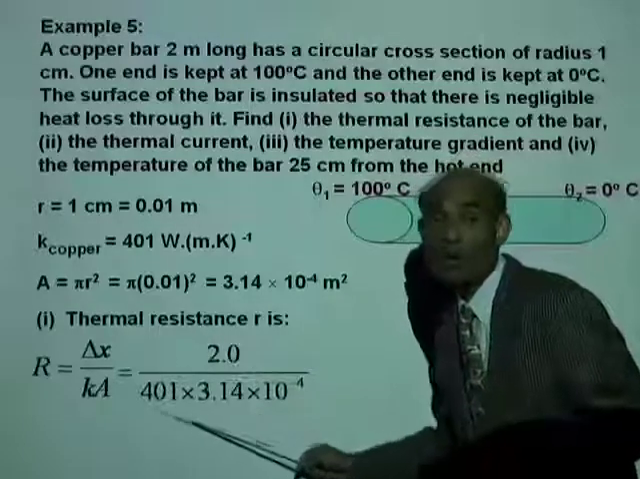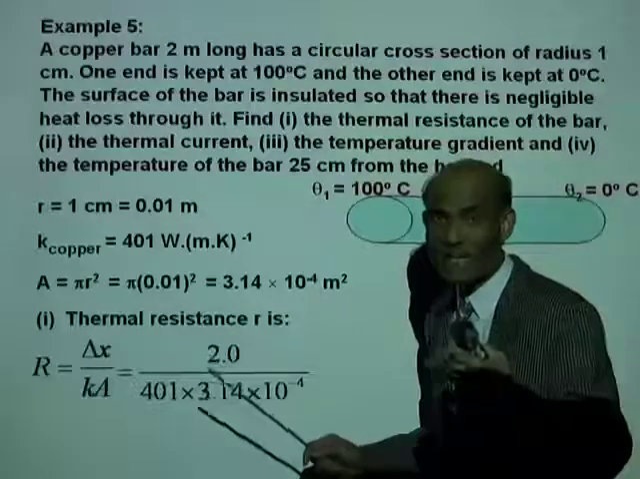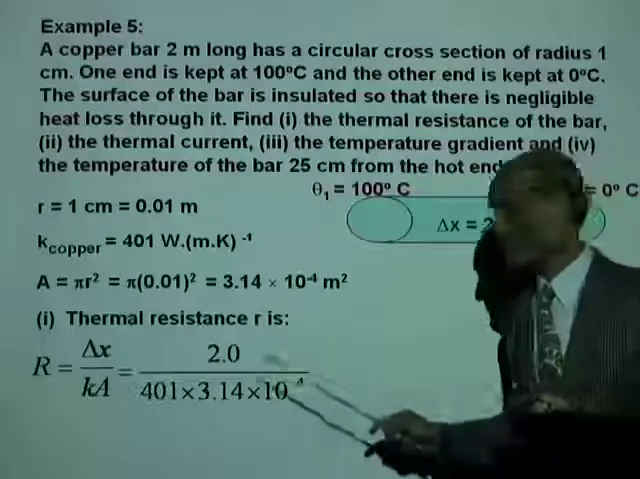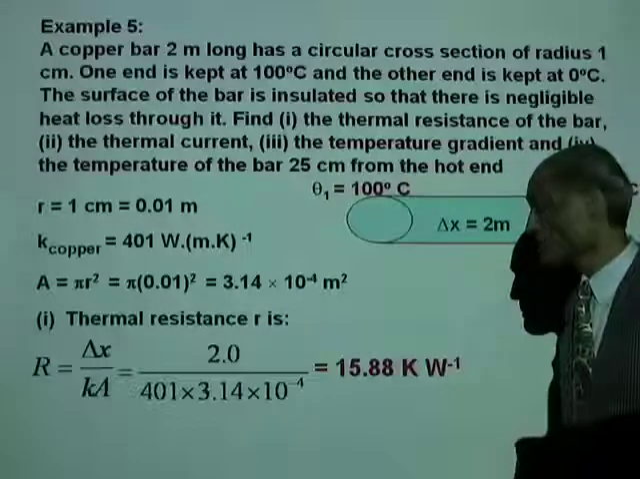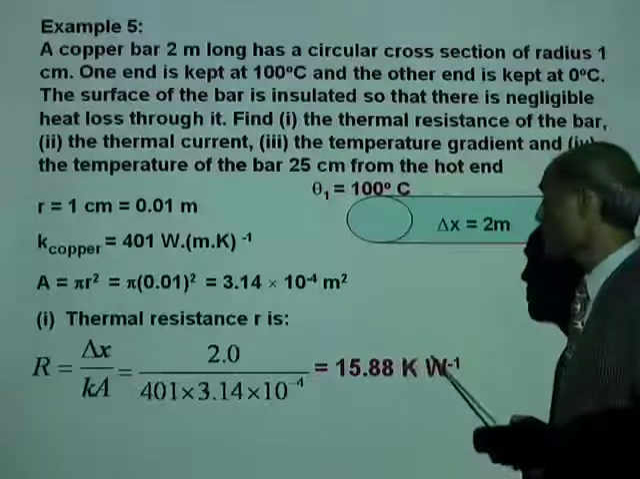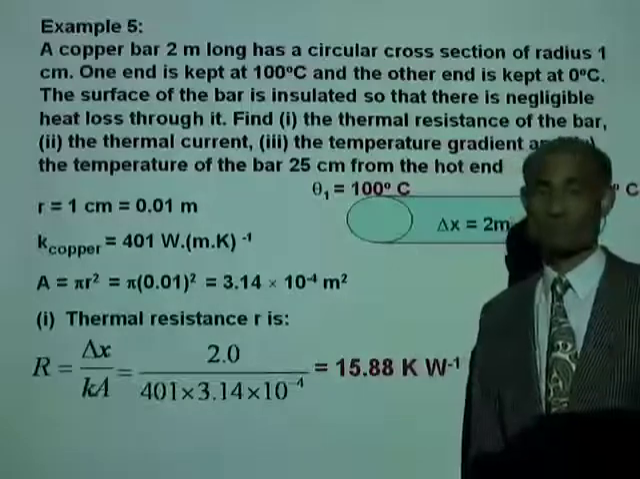Now you need to do all these calculations on your own. Always remember to keep a calculator, paper and pencil with you when you listen to the lecture. Alright, I got that value as 15.88 Kelvin per watt, and that is the thermal resistance.